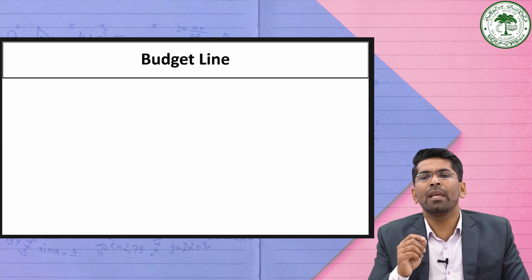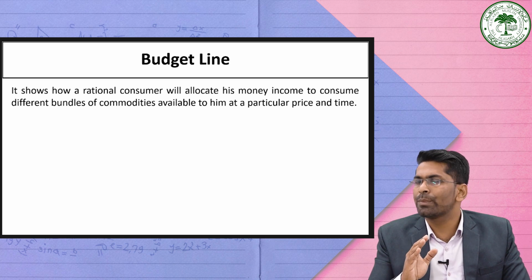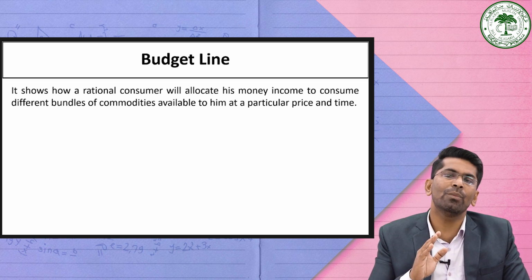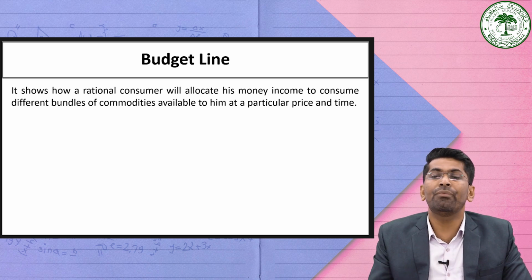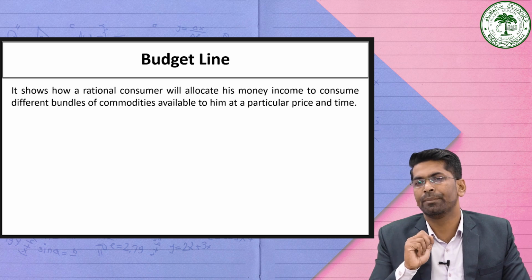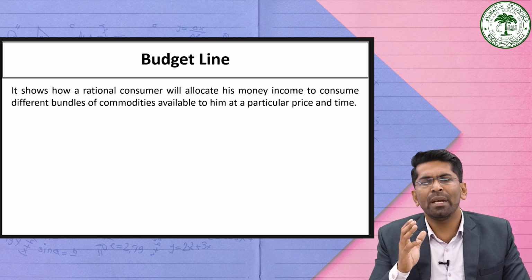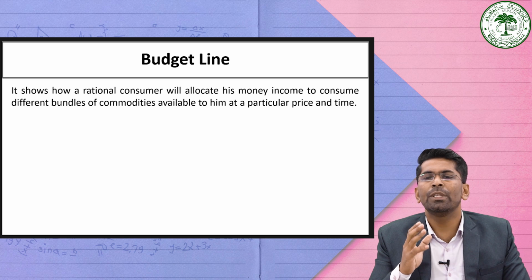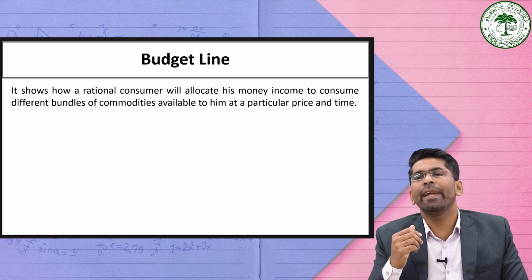See, in consumer behavior analysis, a linear curve is used to express how a rational consumer will allocate his money income to consume different bundles of commodities available to him at a particular price and time period. And this linear curve is what we call a budget line. I hope everybody is aware of this concept, which might be studied in microeconomics. So let me repeat it again here.